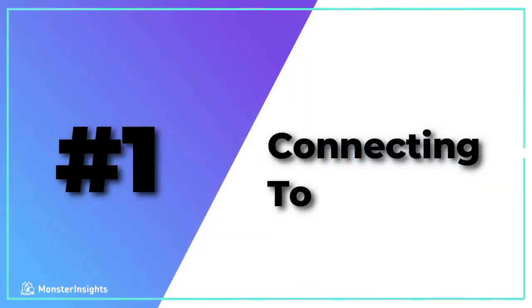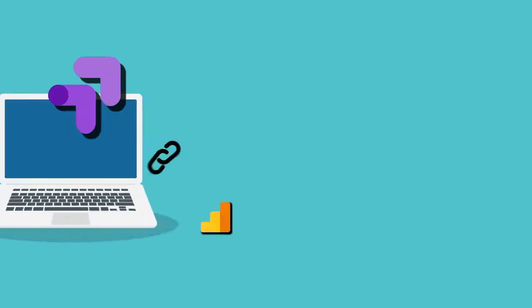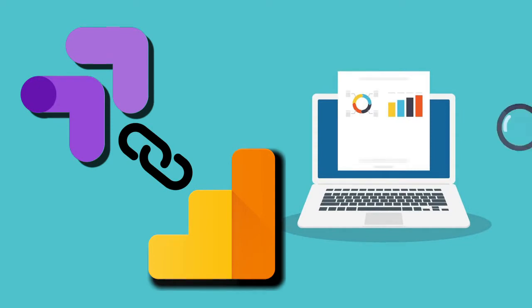To begin creating tests for your site, you'll need to connect Google Optimize to your Google Analytics account. Now, once that's done, you can start collecting the information that you need to make decisions about the posts and pages that you'd like to test.